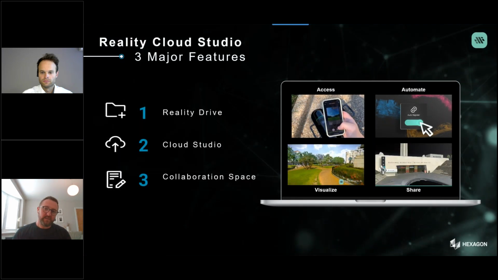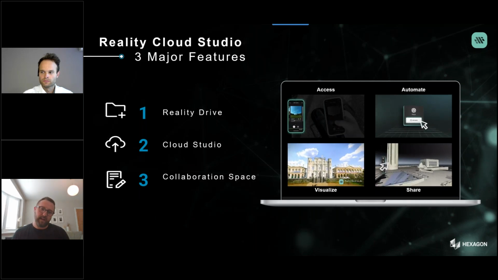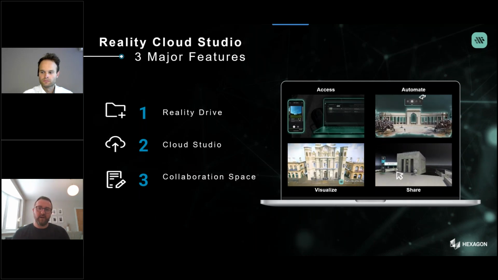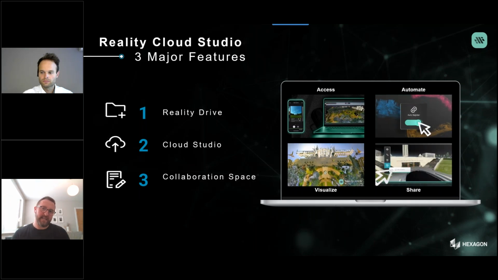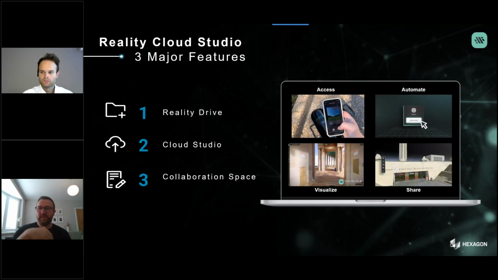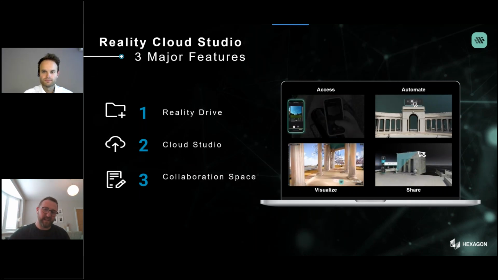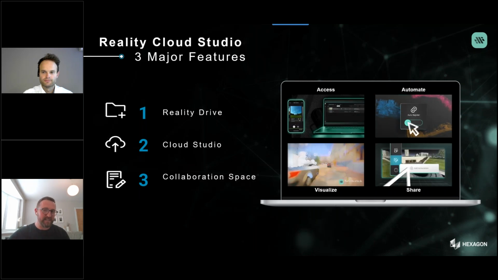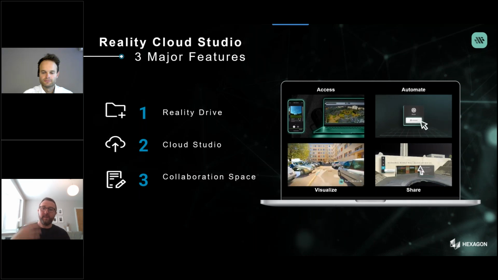Now, Reality Cloud Studio is made up of three major things: Reality Drive, Cloud Studio, and the collaboration space. So Reality Drive is what it says, it's just kind of like a Dropbox or a OneDrive for all of that data, where you can share that data and store that data. Cloud Studio is then when you start doing cool stuff with the data. So whether that's meshing, registration, visualizations, limit boxes, annotations, measurements, all that kind of stuff, it happens within the Cloud Studio space. And then we have the collaboration space.